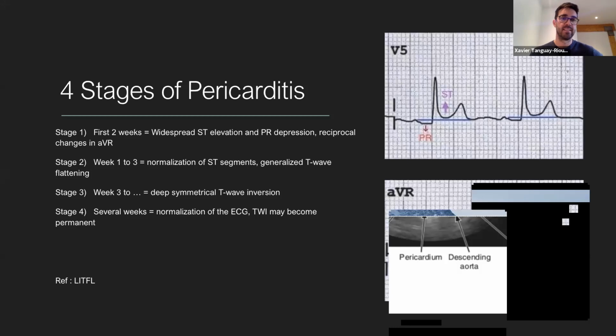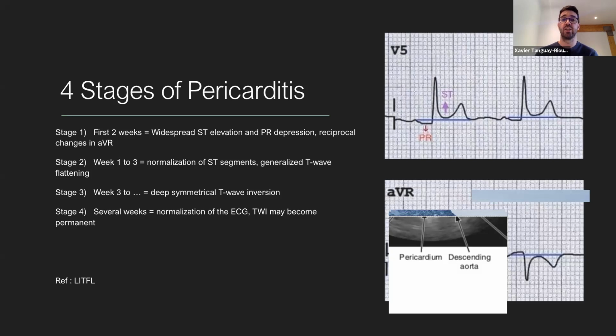And finally, this is a question that always comes back. So it's worth learning this in your first few years, because you're going to be questioned about that all the time by staff. So what are the 4 stages of EKG changes in pericarditis? Well, the first stage is, as we said, widespread ST elevation with PR depression and reciprocal change in AVR, sometimes V1 as well.